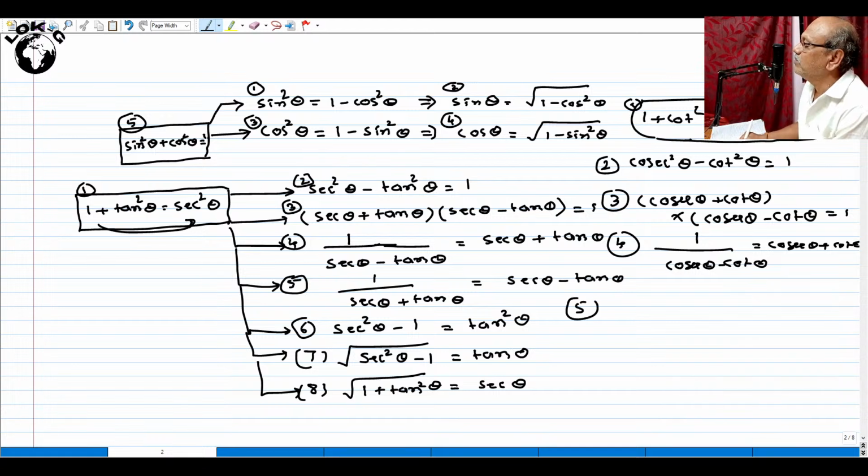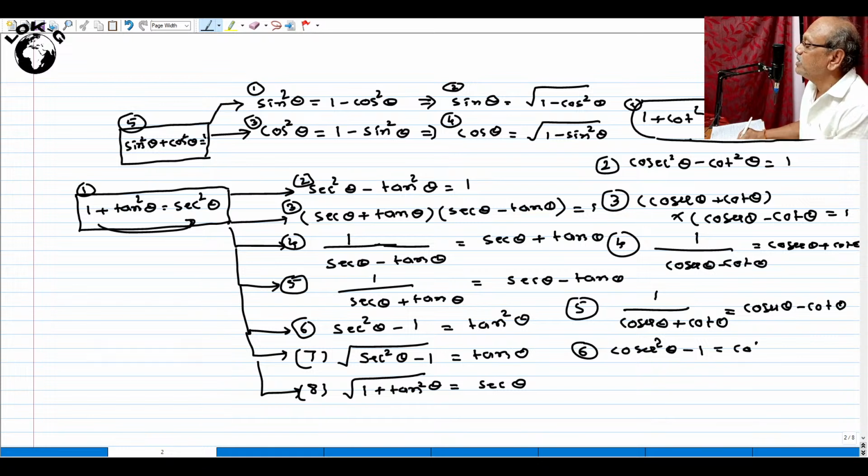And the fifth one, if I take cosec theta plus cot theta to the right, you get 1 upon cosec theta plus cot theta will be equal to cosec theta minus cot theta. I hope you are observing the formula. The sixth formula is, if I take 1 to the right, what do I get? I get cosec square theta minus 1 is equal to cot square theta. If I take the square root on both sides, I get the root of cosec square theta minus 1 is equal to what? Cot theta.